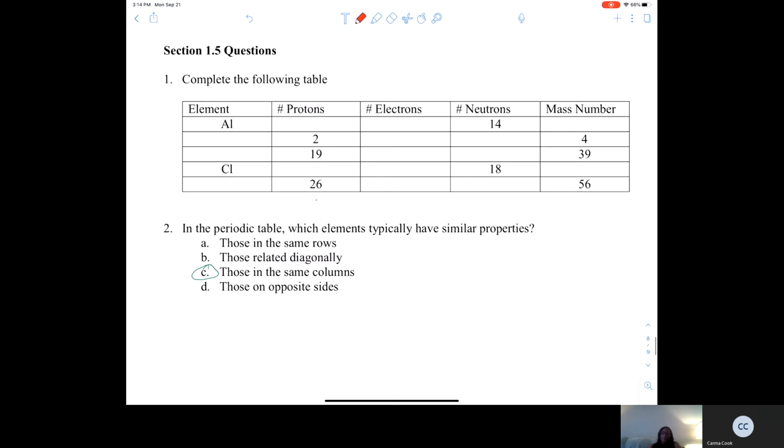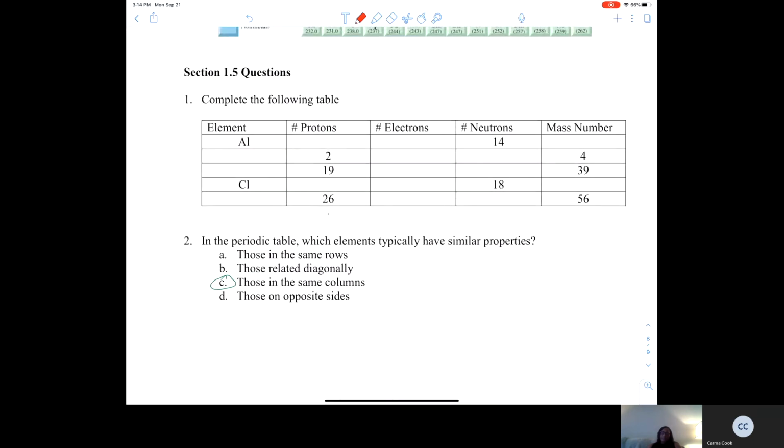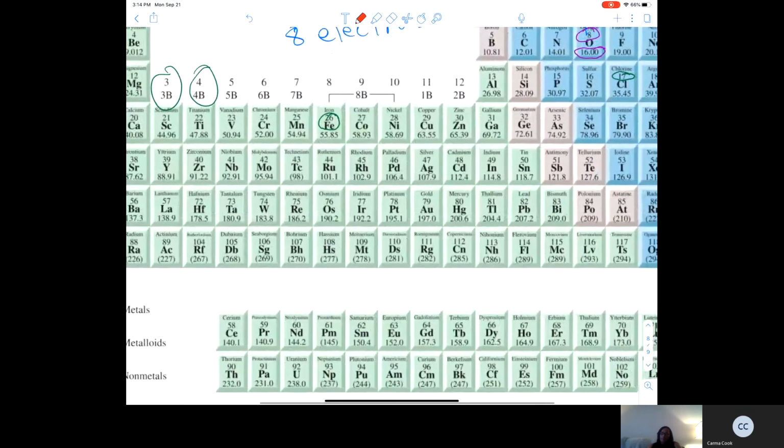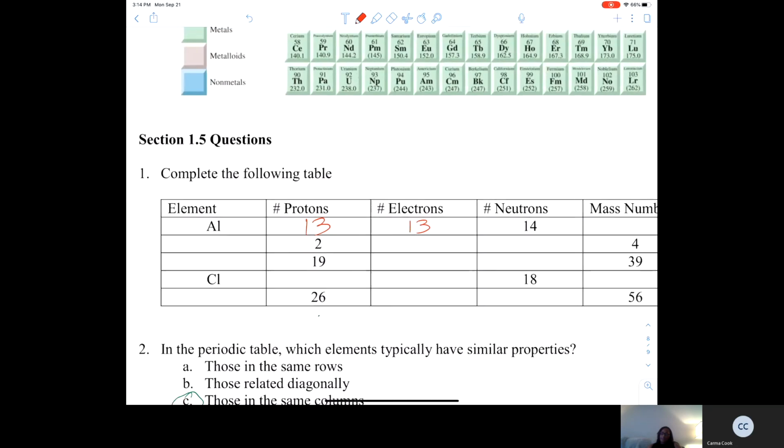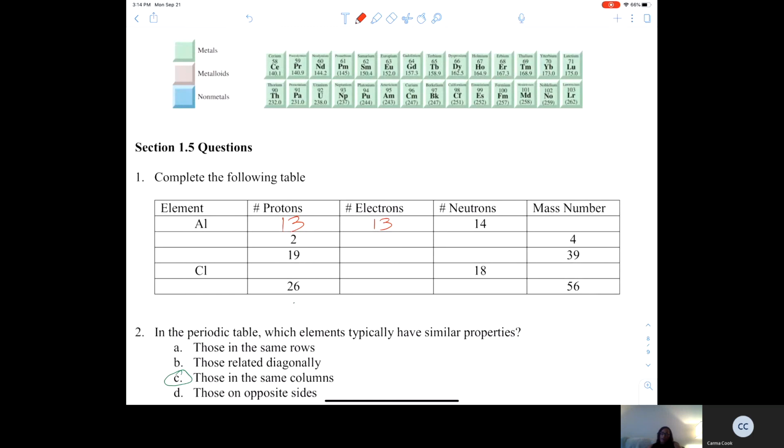So to complete this table, aluminum is atomic number 13. That means aluminum has 13 protons and 13 electrons. It has also 14 neutrons. This isotope of aluminum in this table is shown to have 14 neutrons. So the mass number is going to be the number of protons plus the number of neutrons. 13 plus 14 gives you 27.